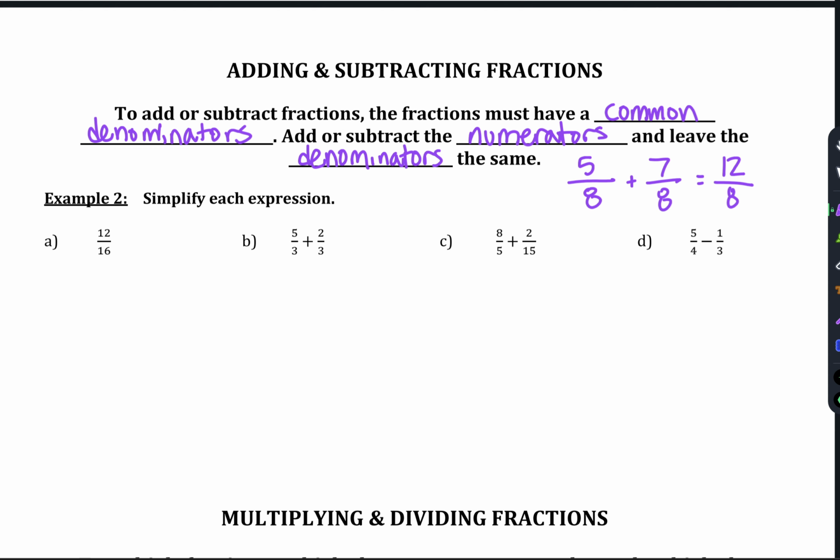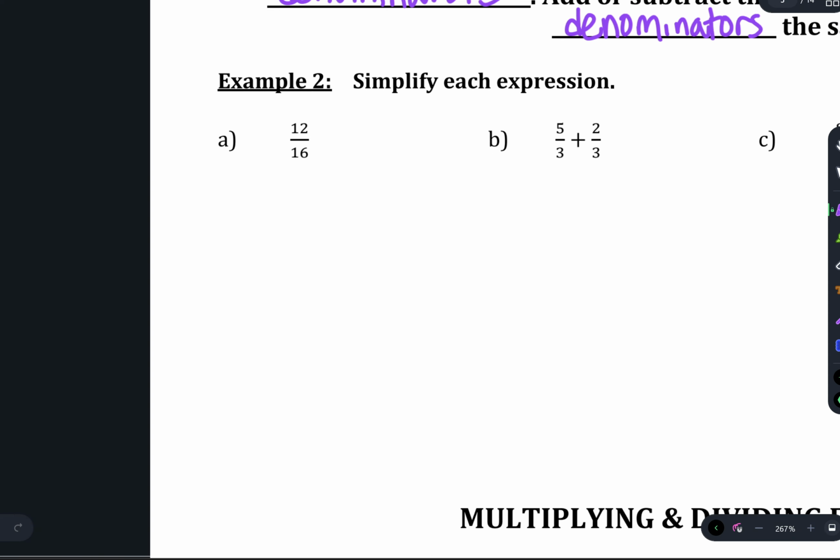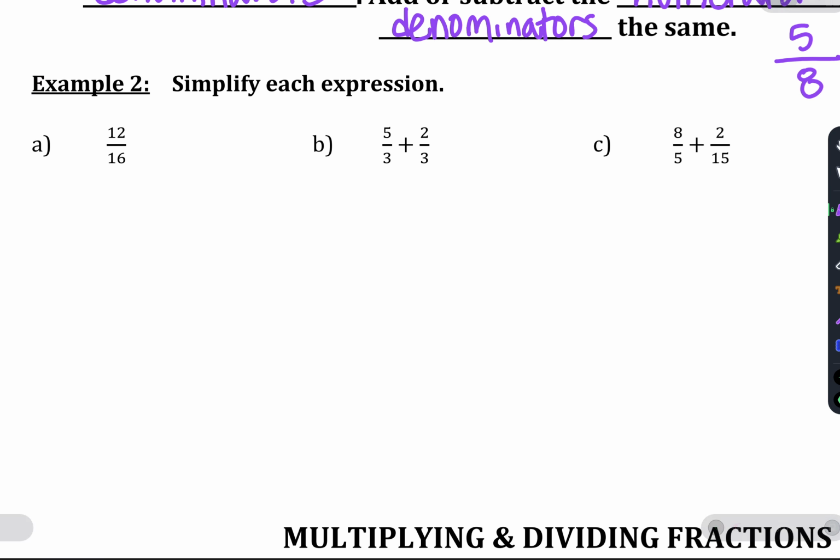So let's go through the examples. Letter A. Can we simplify this? What can we simplify it by? We can take out more than a 2. We can take out 4. So we can take a 4 out of both of these. So if I take a 4 out of both, I get 3 on the top, 4 on the bottom. That's 3/4. Good?